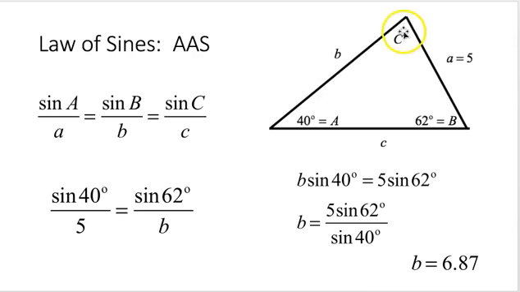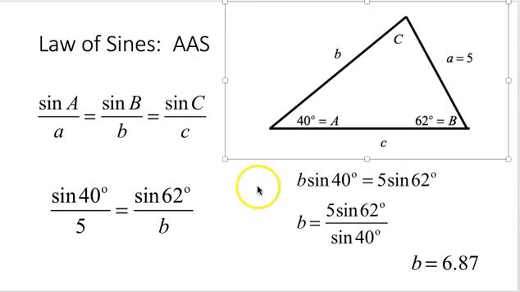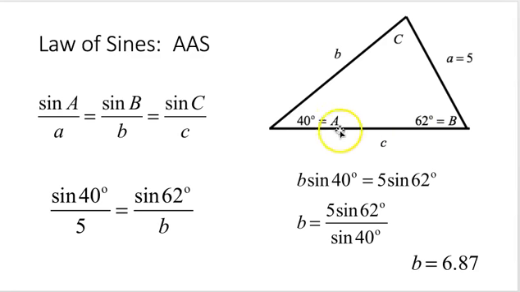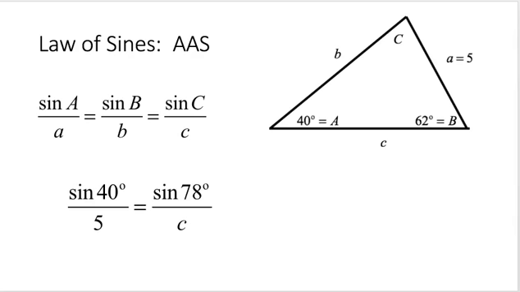We want to go ahead and find the size of little c, side c, as well as angle C. But you can recognize that angle C is not going to be terribly difficult because I have two angles already, and the three angles must add to 180 degrees. So knowing that 40 and 62 total 102 degrees, what is angle C going to be then? Of course, 78. 102 plus 78 would give us 180 degrees.